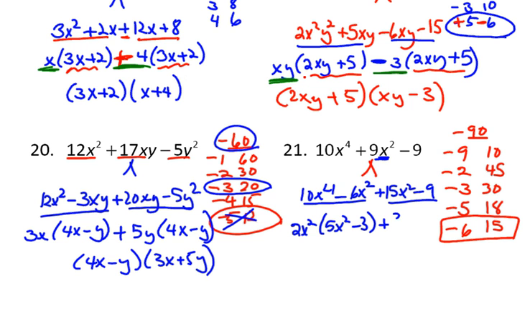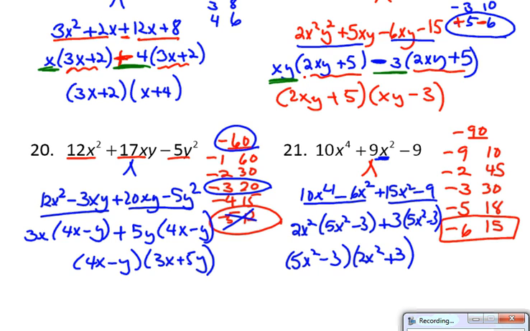Third sign is plus, take out a 3. That's going to leave me with 5x squared minus 3. So common factors, 5x squared minus 3, and I'm left with 2x squared plus 3. So there's a lot of different examples of how you can use the AC method.